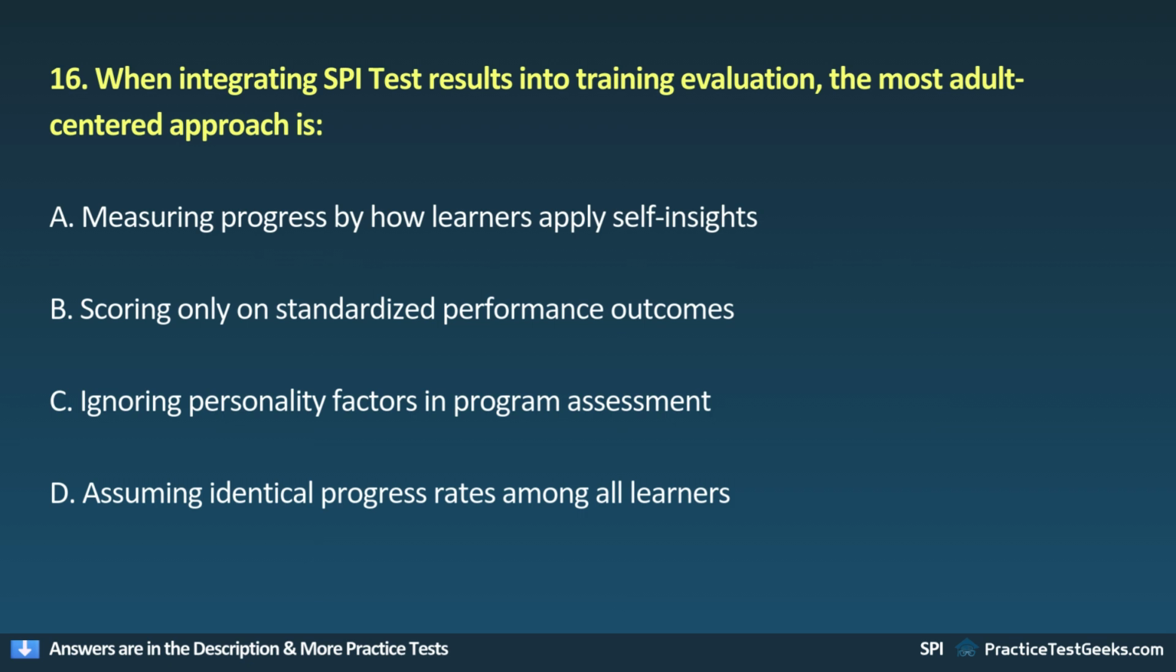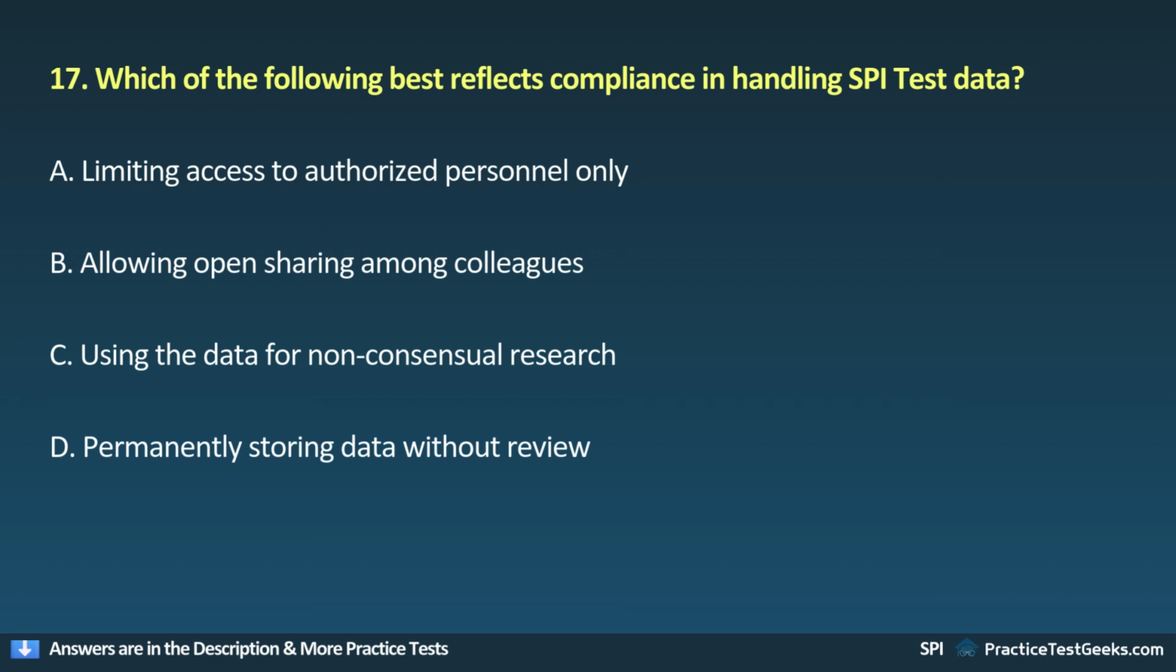B. Scoring only on standardized performance outcomes. C. Ignoring personality factors in program assessment. D. Assuming identical progress rates among all learners. 17. Which of the following best reflects compliance in handling SPI test data? A. Limiting access to authorized personnel only.